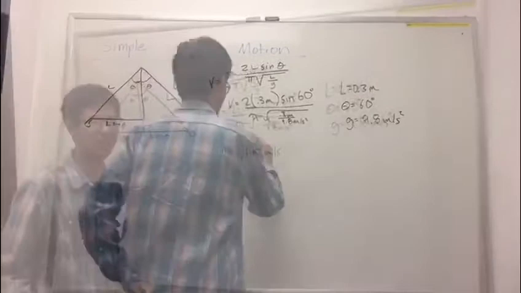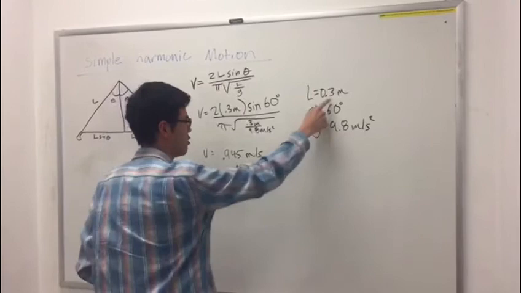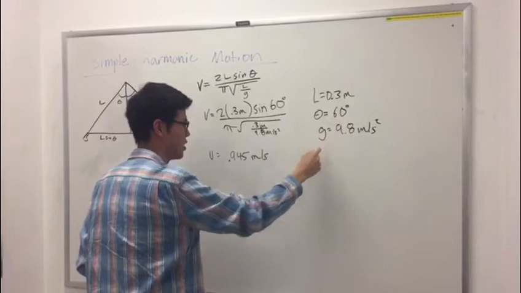So like my friend Jack explained earlier, using this equation and the fact that L, the length of a standard earbud cord from Apple, is about 0.3 meters, and that angle theta is about 60 degrees and g equals 9.8 meters per second squared, we can just plug and chug from there.